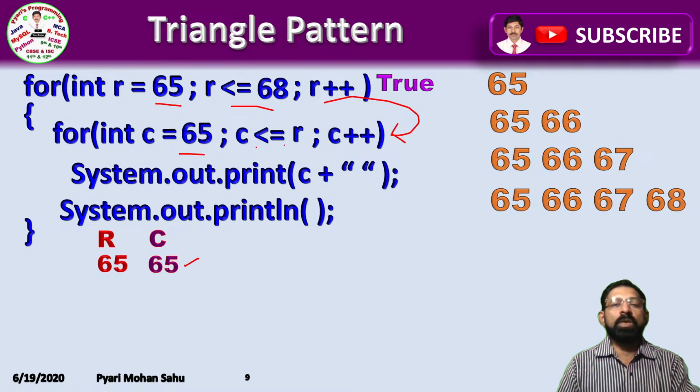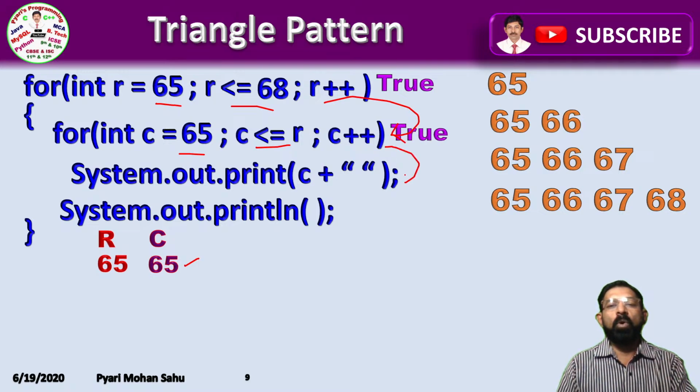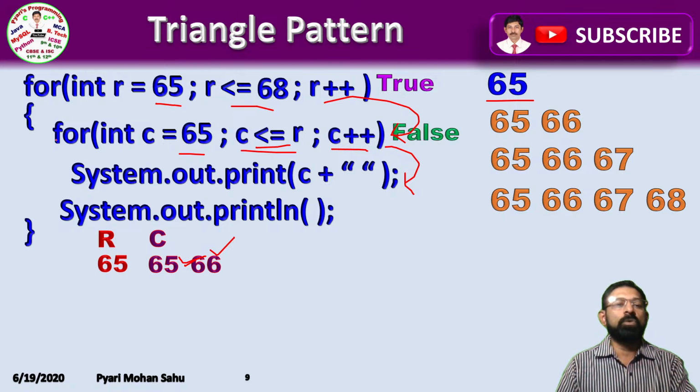Next condition, C is less than equal to R. Condition is true because 65 is less than equal to 65. I will get into the body of the loop where it is displaying the C value. What is the C value? C value is 65. That's why it will display 65 over here. After that, updation, that is your C++. C will become 66 over here. Now 66 is less than equal to R. Condition is false. Now if the condition is false, it will come out of this loop.